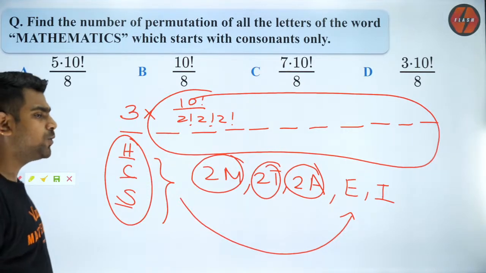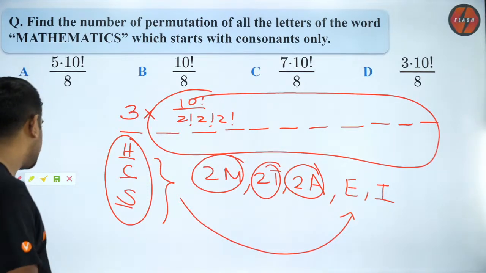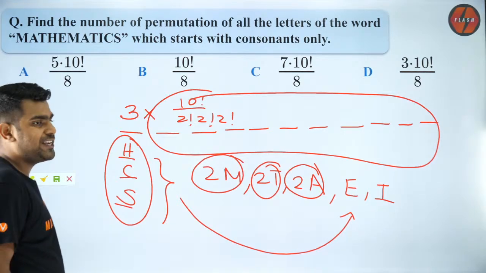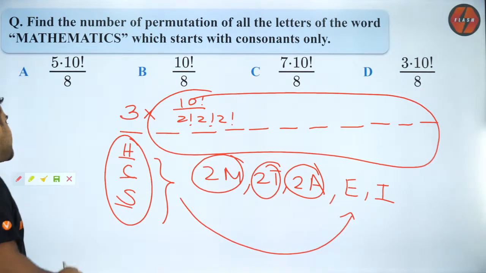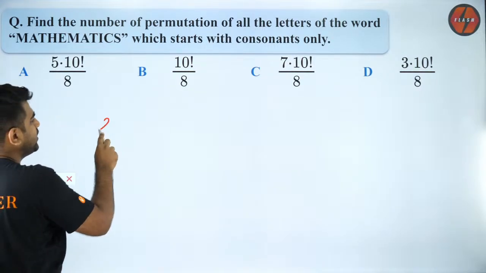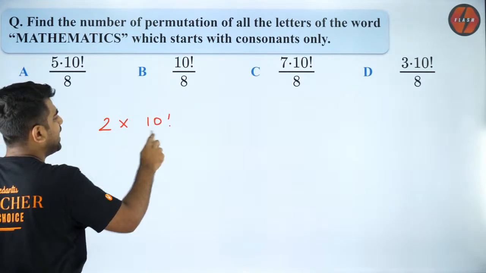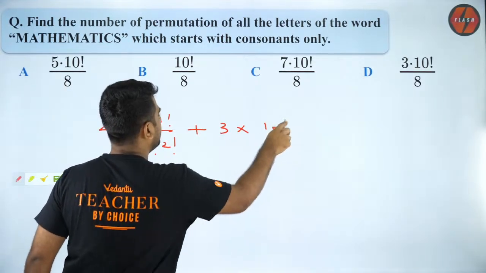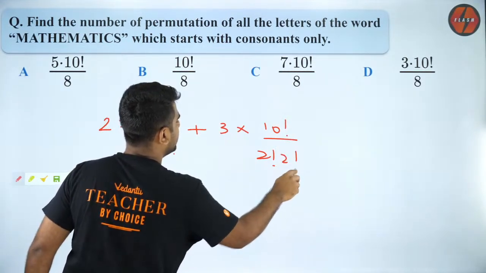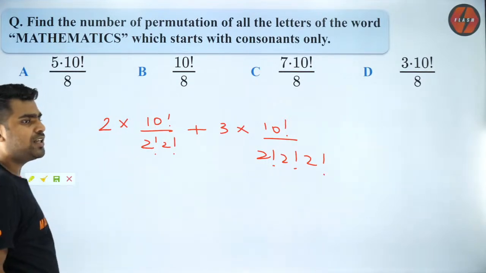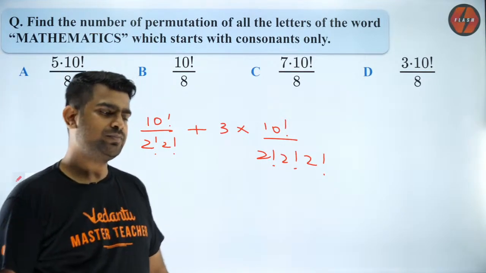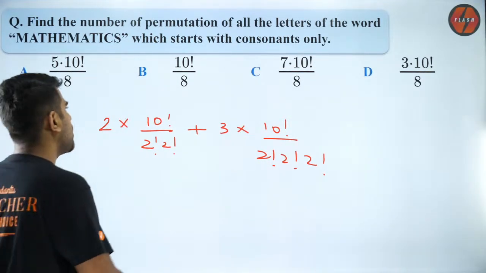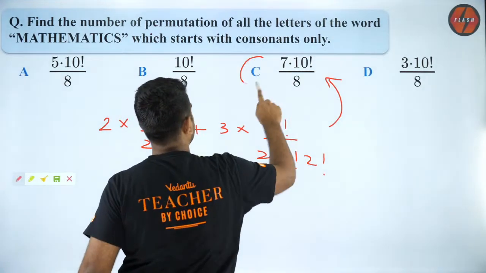It's a very good question, guys. That is why I said you can get it in your JEE Mains. So if I combine it, what will I get? I will get 2 into 10 factorial by 2 factorial 2 factorial plus 3 into 10 factorial by 2 factorial 2 factorial 2 factorial. So this is your answer. I hope you guys got it. This will be option C.